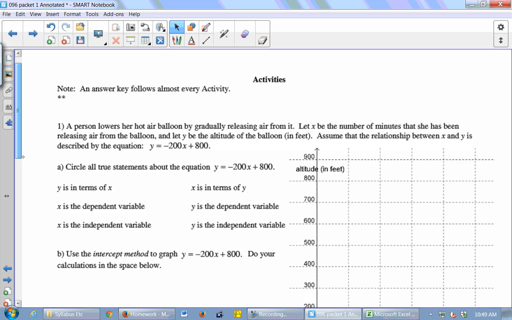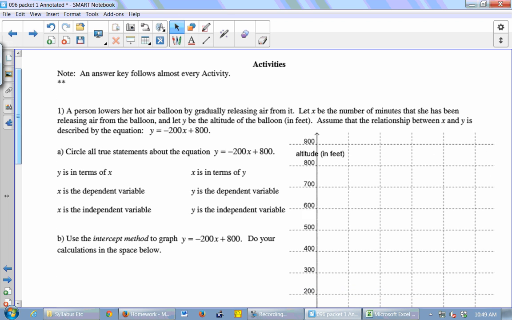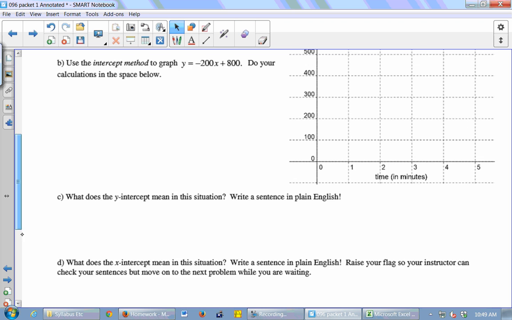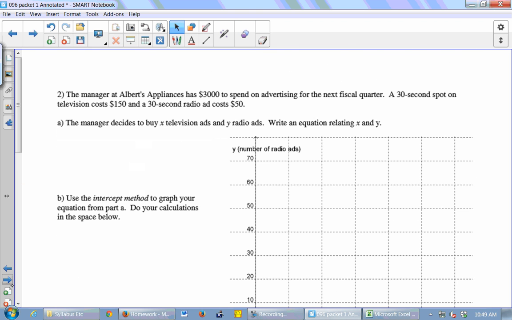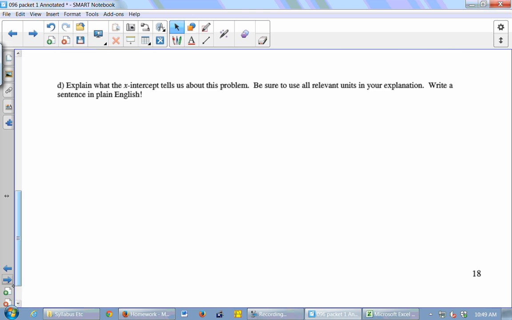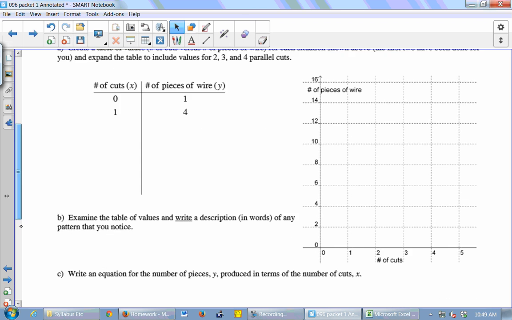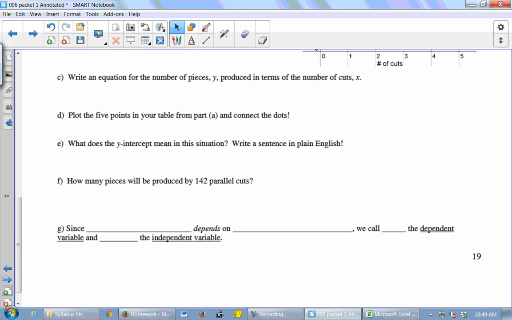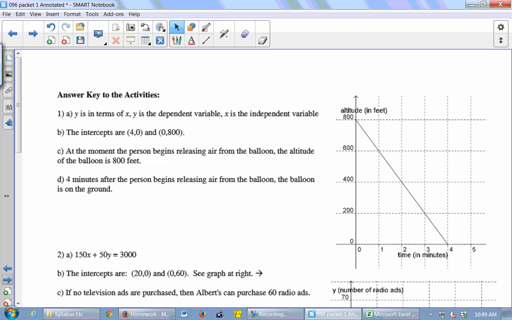Okay, this is going to be the bulk of class, right? You'll be working individually or with your groups on these activities. The answers are right after the activities, so you can check your work as you go. And if you can't get your answer to match the answer in the answer key, you call me over or you ask a neighbor.